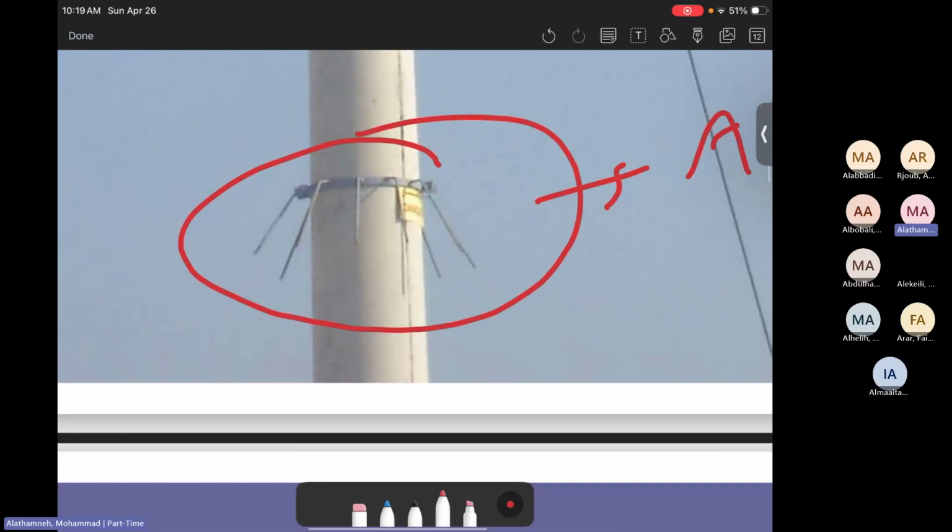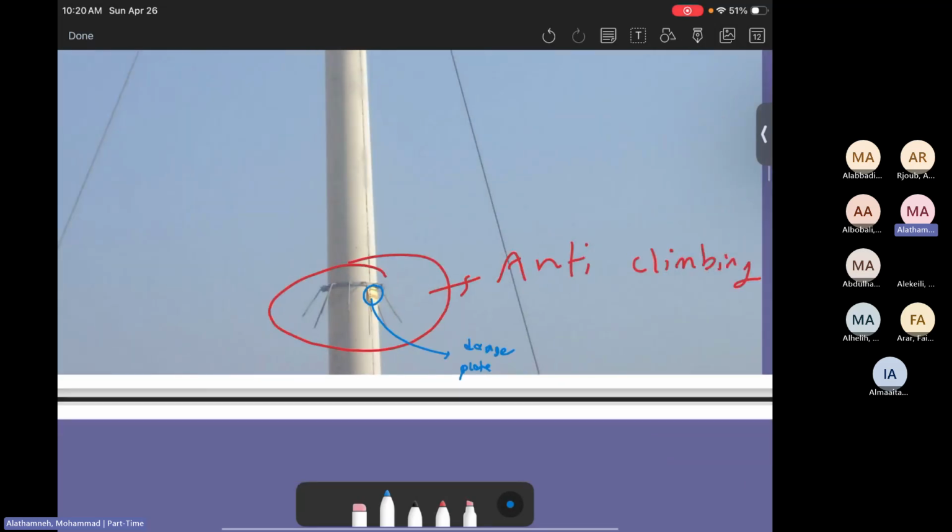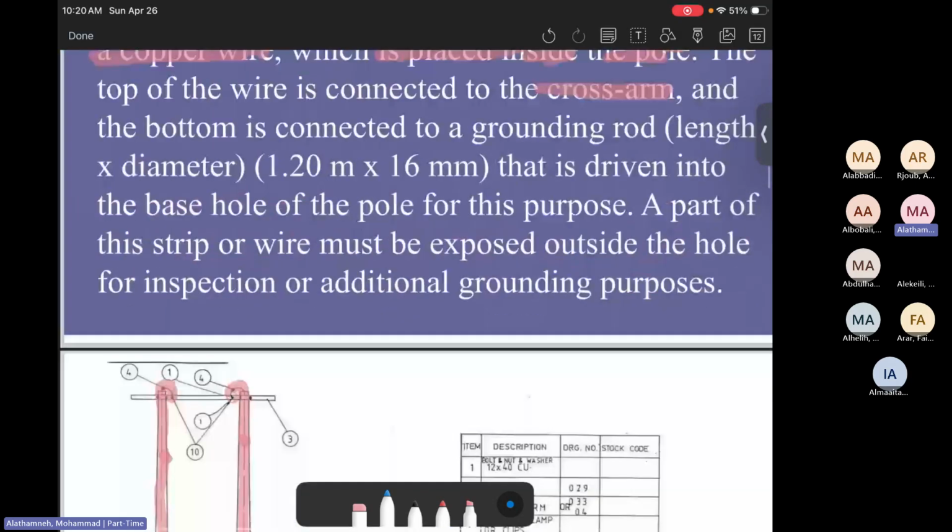So here's anti-climbing, and there's a danger plate as well. This is a danger plate, or a warning sign, whatever you want to call it. Danger plate or warning sign. Then there should also be a nameplate. Maybe somewhere else there should be a nameplate. All right.